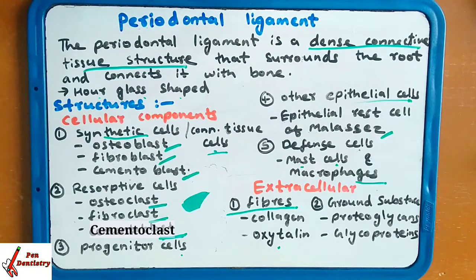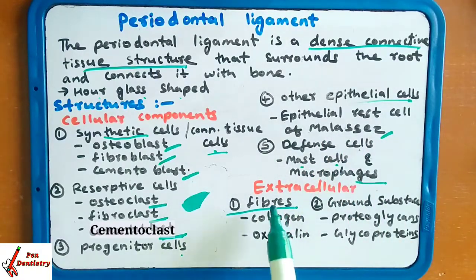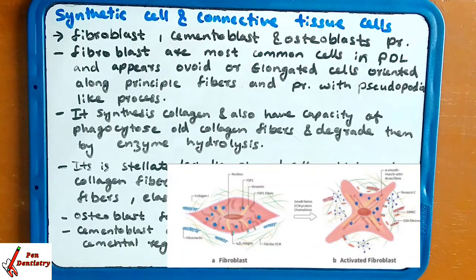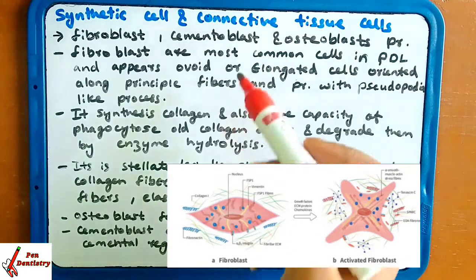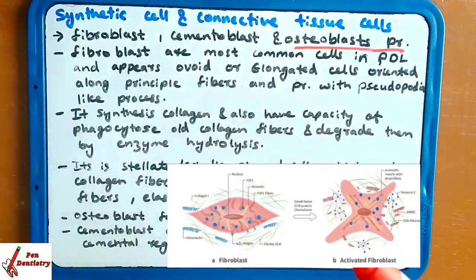This is a very easy topic. You only have to remember the cellular and extracellular components. In cellular, osteoblast and osteoclast come, progenitor cells, epithelial cells, mast cells and macrophages. And in extracellular, fibers and ground substance are involved. Then dendritic cells and connective tissue cells. Fibroblast, cementoblast and osteoblast are present in the synthetic cells, as I have told you before, and connective tissue cells.